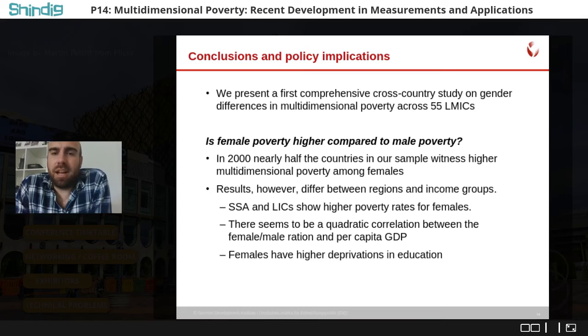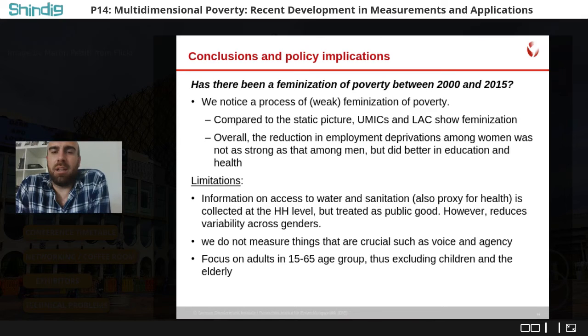In the next slide, on the other hand, we then look at the second research question, which was whether these gender differences change over time. And we noticed that there is a weak process of feminization of poverty. And compared to the static picture, we have that upper middle income countries and Latin America show some sort of feminization of poverty.